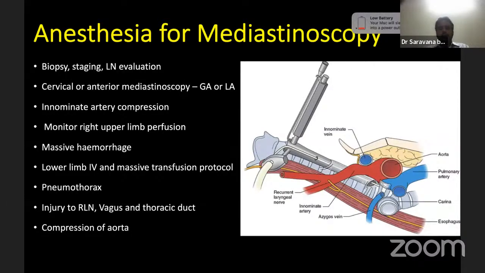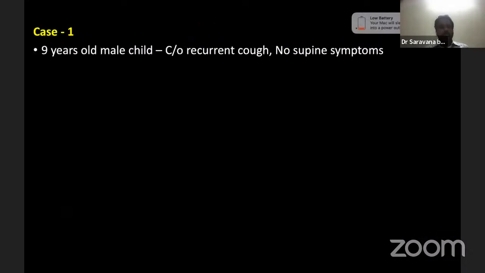There may be some chances of pneumothorax, which should be ruled out. It may cause some hypotension and hypoxemia. And there may be chances of injury to the recurrent laryngeal nerve, vagus nerve, and thoracic duct. And there may also be compression of the aorta.